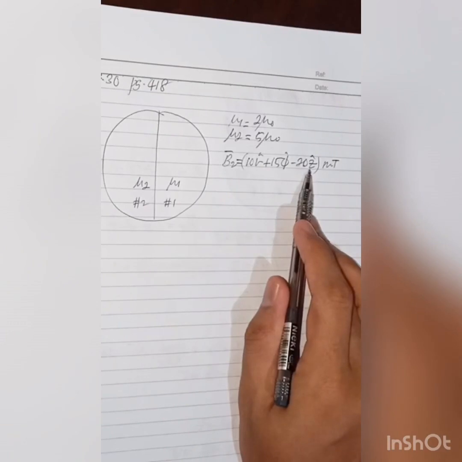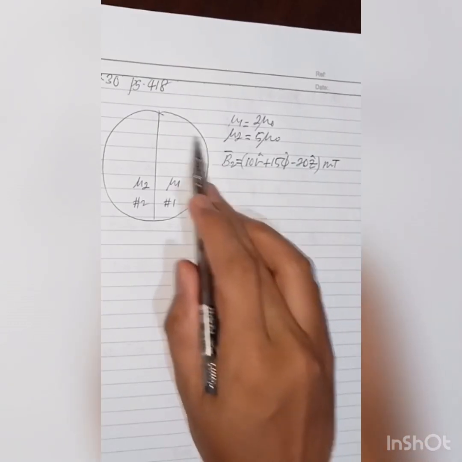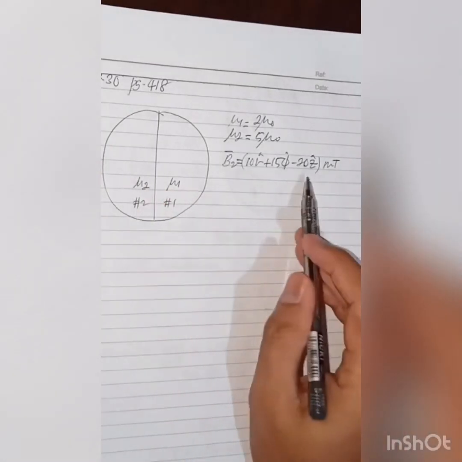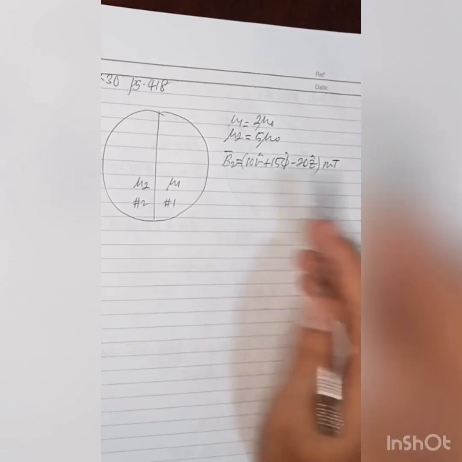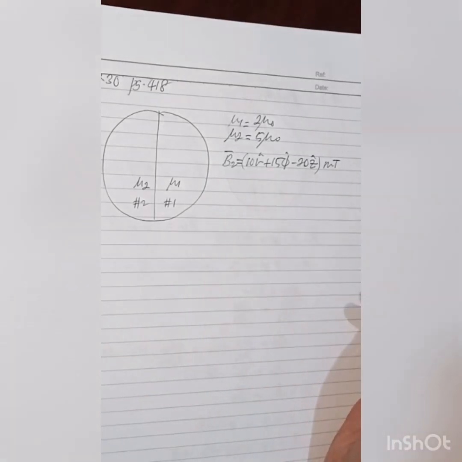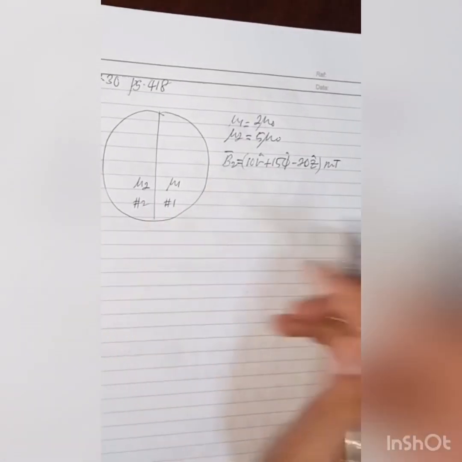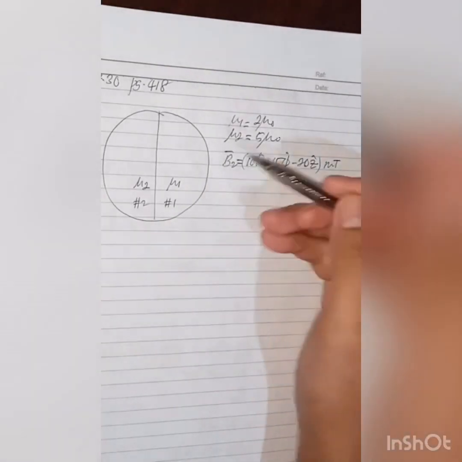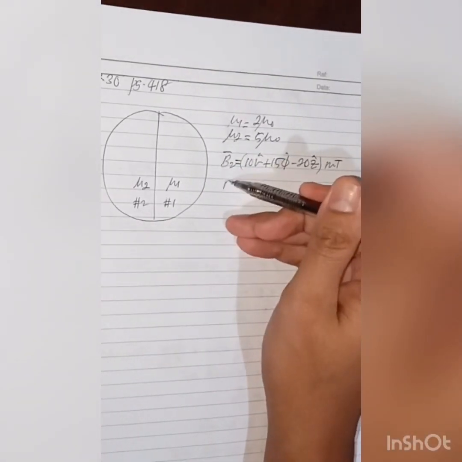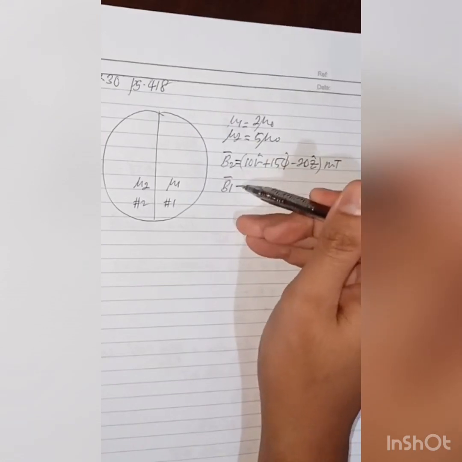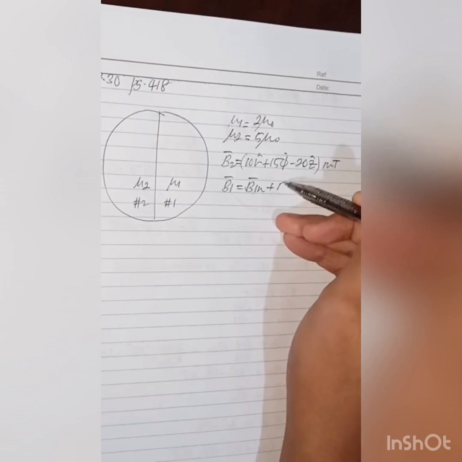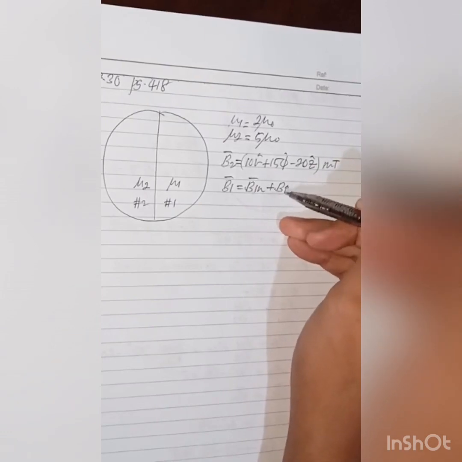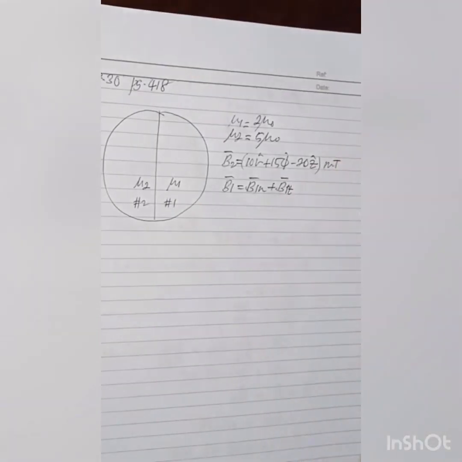If you look at these expressions, when R and Z appear at the same time, we should know that this is a case of cylindrical coordinates, right? Because there's no theta and there is Z, and R appears together with it. Now we are going to find the B1 vector, which is composed of B1 normal plus B1 tangential.